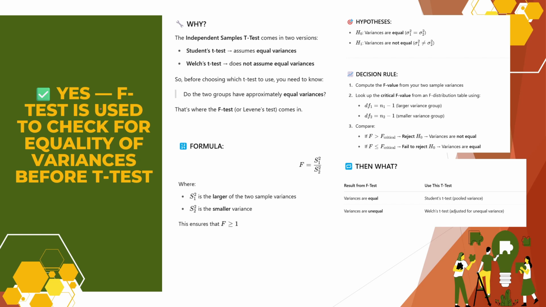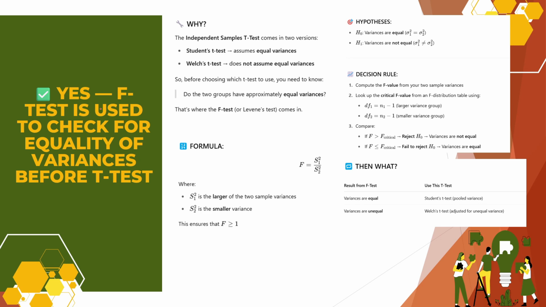We have to compute first the F value from the two sample variances, larger variance over the smaller variance. Then look for the critical value in the F distribution table using DF1 and DF2. Then you compare. If F is greater than the critical value, we reject the null hypothesis, so the variances are not equal. If F is less than or equal to the critical value, we fail to reject H0, so the variances are equal.